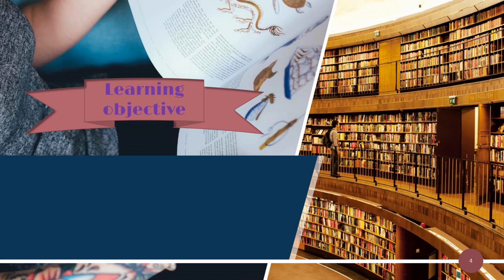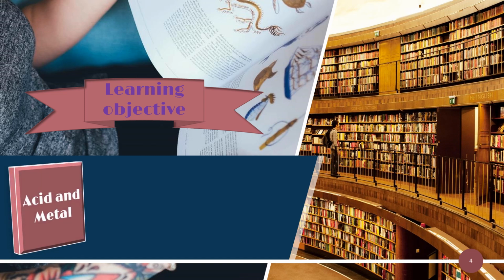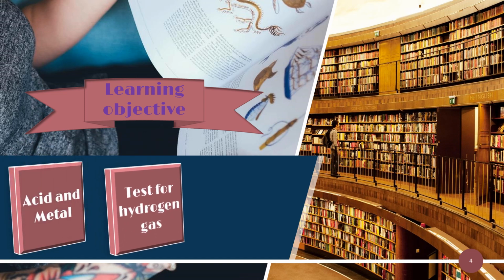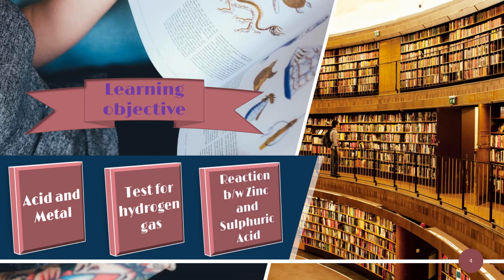In today's lesson, we will discuss three main topics. First, we'll look at the reaction between metal and acid. We'll also study a test to identify colorless hydrogen. In the end, we'll see how salt is produced by reaction of zinc metal and sulfuric acid.